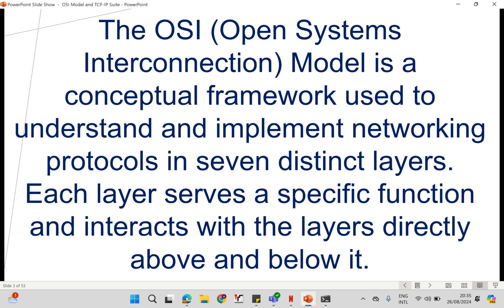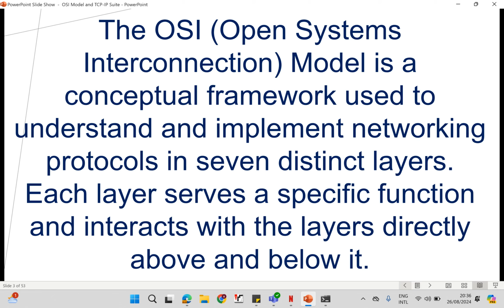So the OSI model is a framework that is used to understand and implement networking protocols in 7 different layers, and each layer serves a specific function. Just like our building, the foundation serves a specific function. Without the foundation, it is impossible for us to say we are doing any roofing. It is impossible for us to say we are doing any casting. So we need to have the foundation dug. The same thing in the OSI model, there is layer 1. We said this layer is where things are connected.